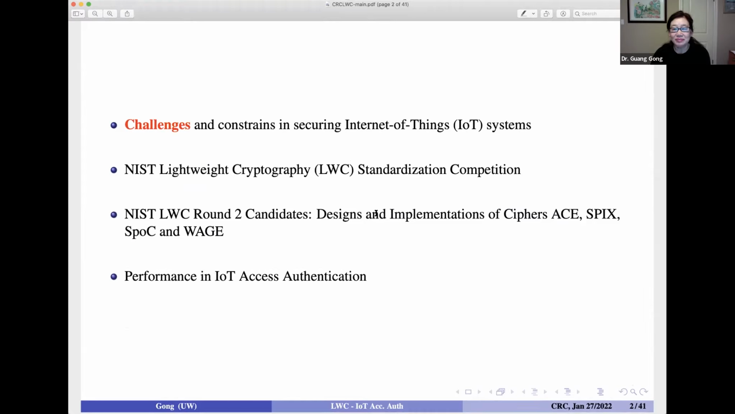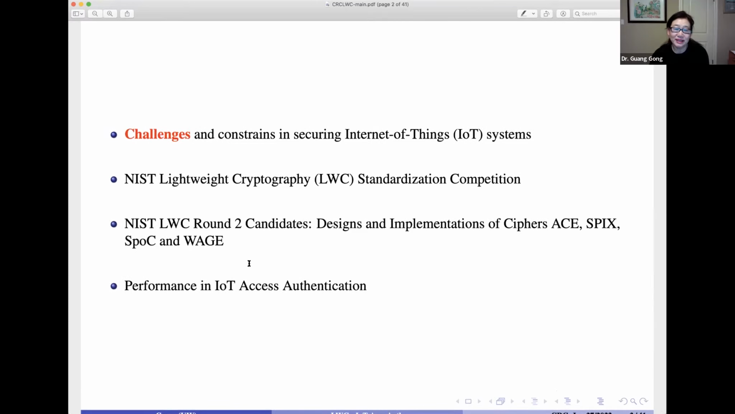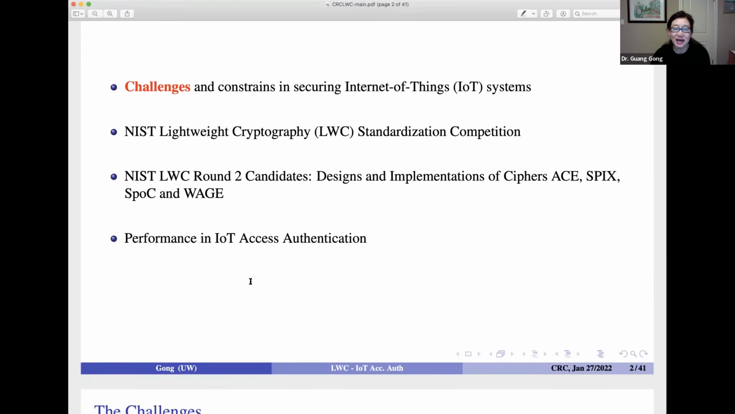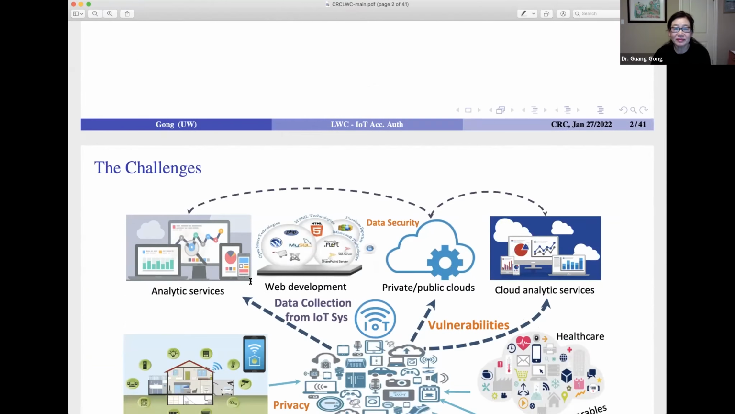Then we will come to our design, our four ciphers, ACE, Spix, SpoC, and the Wedge, which are the round two candidates. Finally, because those are just crypto primitives, you have to put them into applications. Then I will show you one application in LTE access authentication.